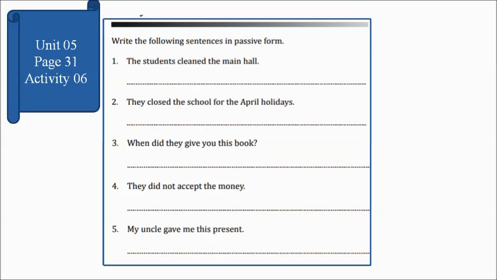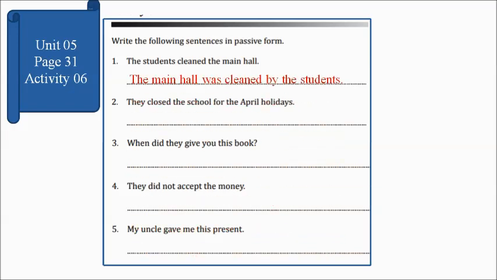Number 3. When did they give you this book? Number 4. They did not accept the money. Number 5. My uncle gave me this present. Let's check your answers, children.